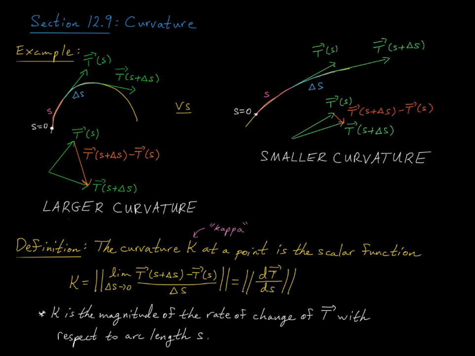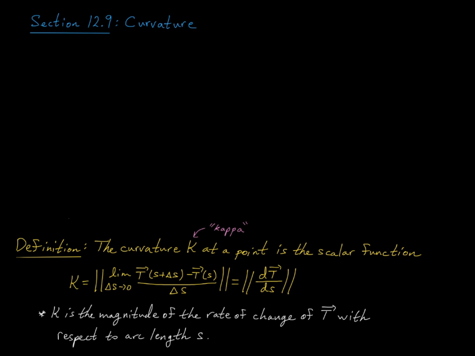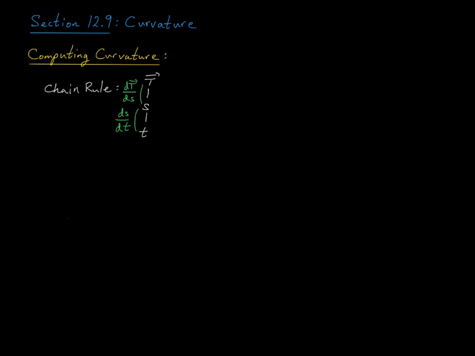And this derivative, dT/ds, what is it really measuring again? Well, it's really what we're doing up here. It's measuring the rate of change in our unit tangent vector with respect to arc length. And we're calling the curvature just the magnitude of that rate of change. So now let's go ahead and talk about how we can compute curvature.